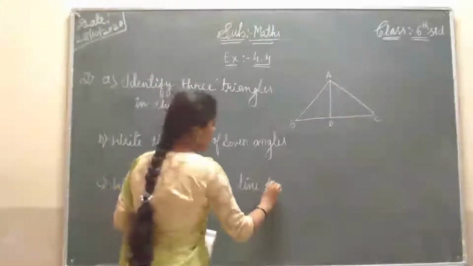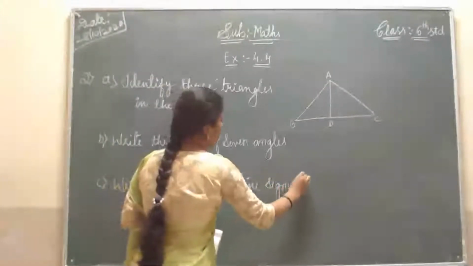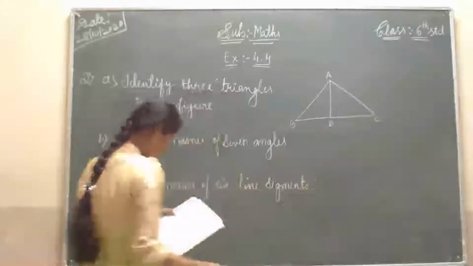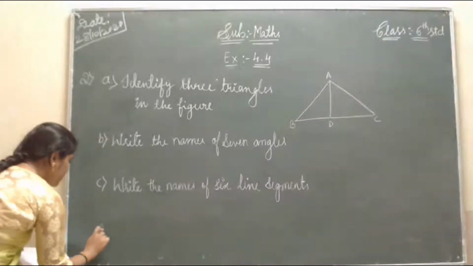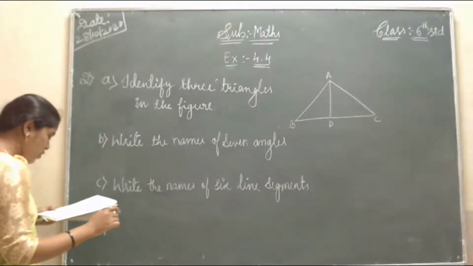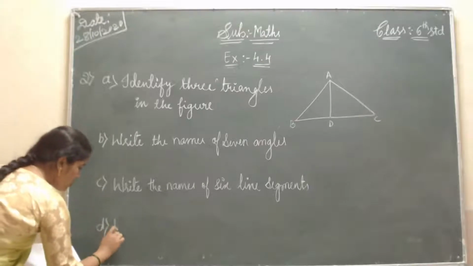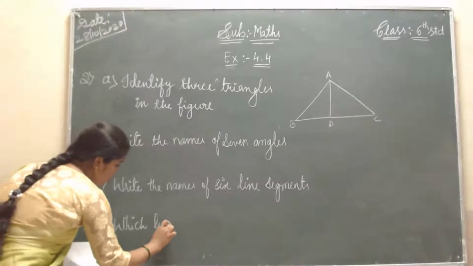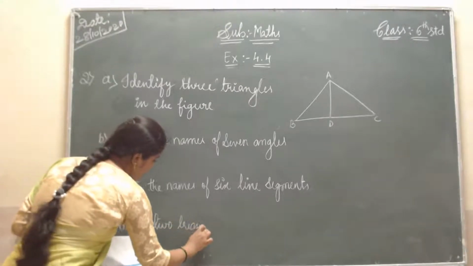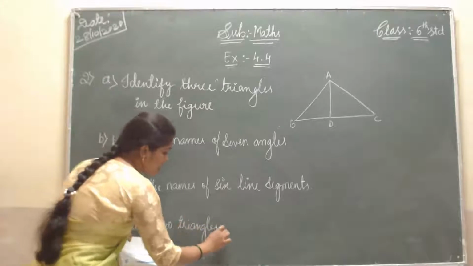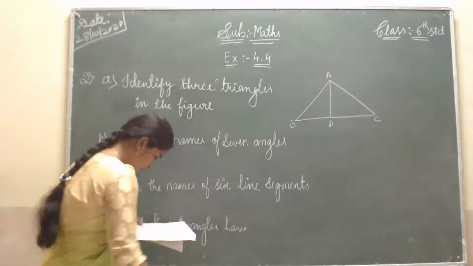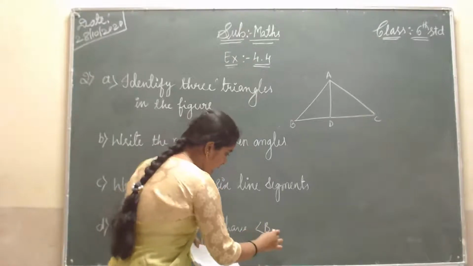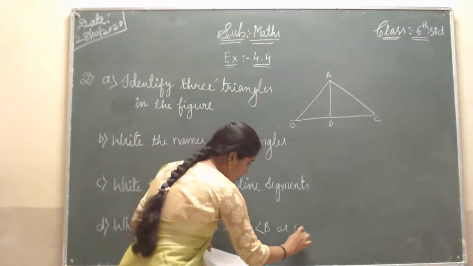We know what line segments are already; I explained line segments. Next, the last one, D: which two triangles have angle B as a common angle? This is the symbol of angle B.